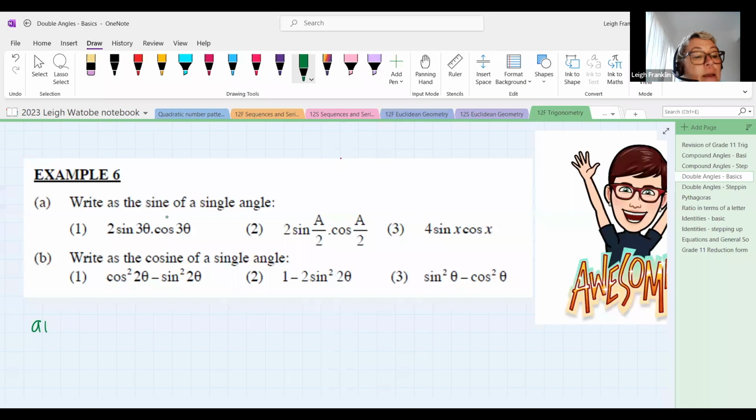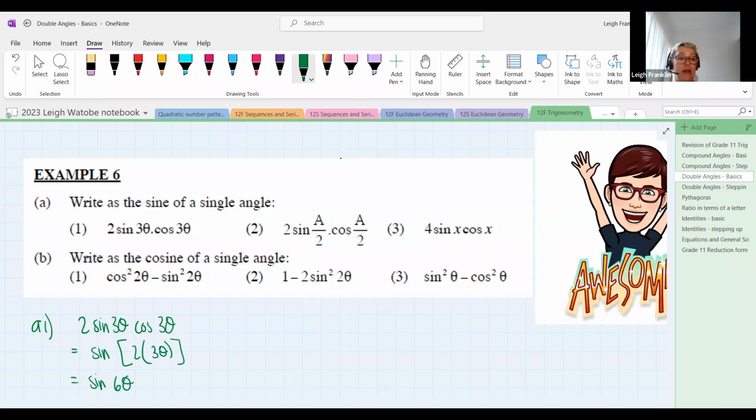So in number 1, they've given us 2 sine 3 theta cos 3 theta, and they want us to write this as the sine of a single angle. Okay, so we recognize that this is the sine double angle expansion. And now going back the other way, we would write this as the sine of 2 times the angle, which is 3 theta. Okay, so this would give us the sine of 6 theta, like so.